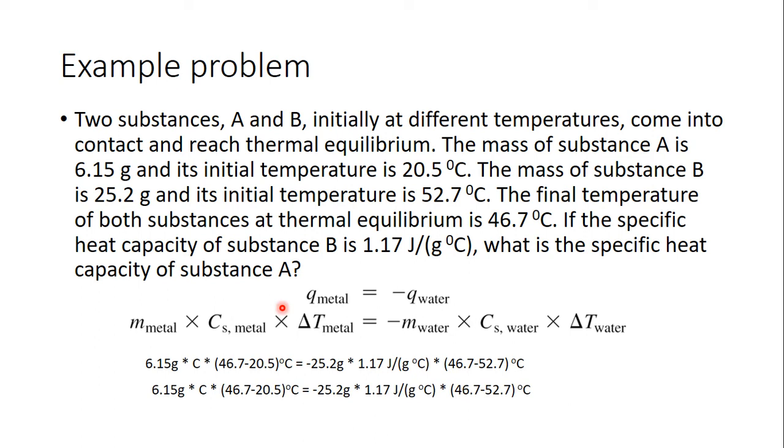And now we just have to do some math. So we get 161.13 C, remember, C is the specific heat of substance A, equals 176.904. We solve for C, and it's 1.10 joules per gram centigrade. So the hardest part of this problem is just declaring your variables. Once you declare your variables, it's just algebra. Alright, that's it for this one. See you in the next video.